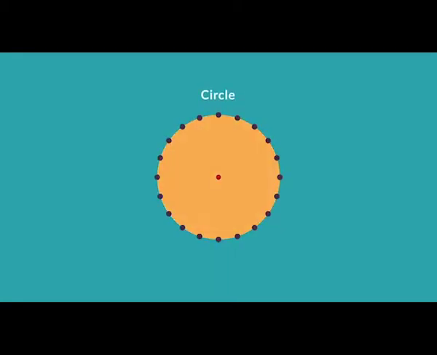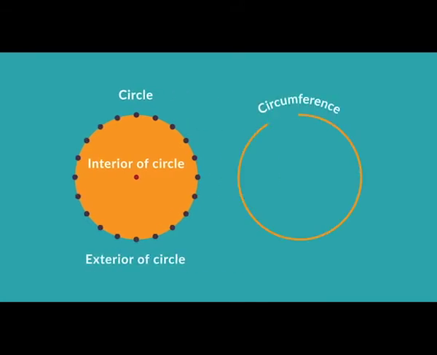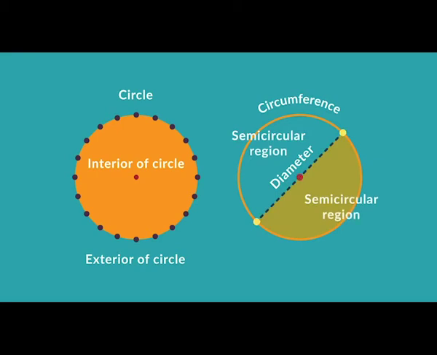Okay, let's define some important terms relating to the circle. The circle divides the plane into three parts: the interior of the circle, the set of all points that form the circle, and the exterior of the circle. The circumference of the circle is the set of all the points at a certain distance from the center. The diameter is a line segment drawn through the center of the circle, with its endpoints on the circumference, and it remains the same length no matter where it is drawn. The diameter also divides the circle into two semicircular regions.